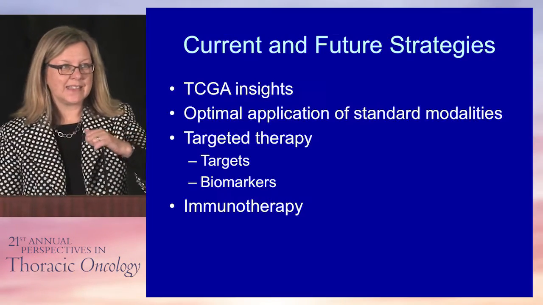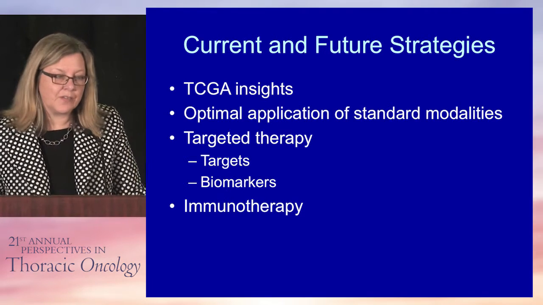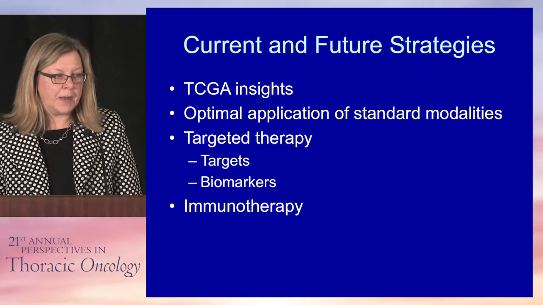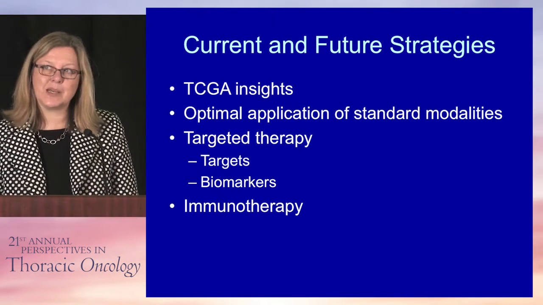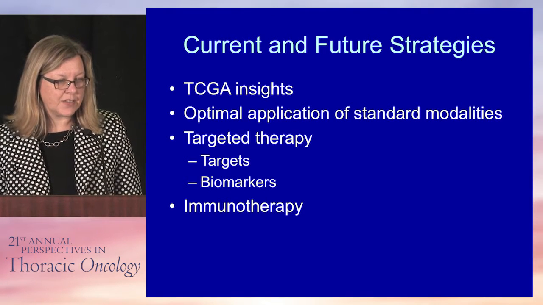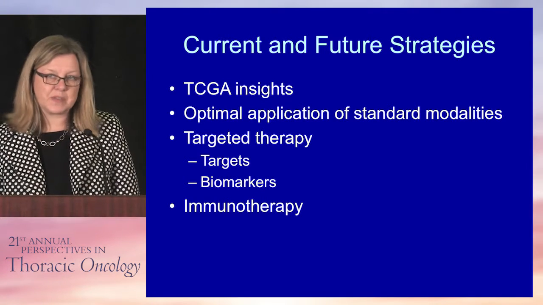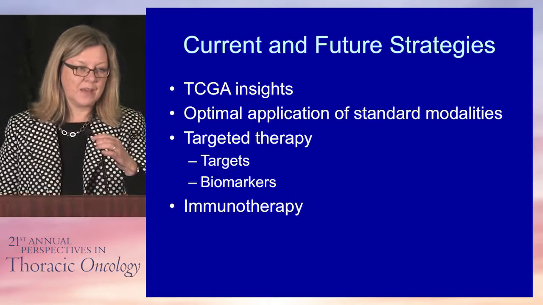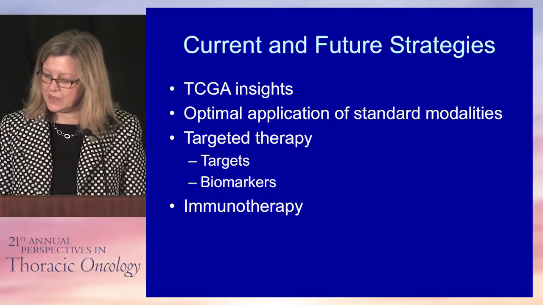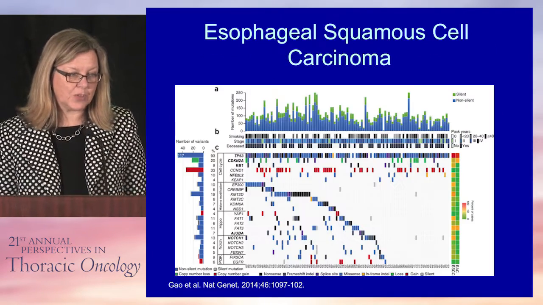So as I said, this is going to be rapid. I'm going to start by talking a little bit about the data from the Cancer Genome Atlas, which has looked at both squamous cell cancers and adenocarcinomas. A fresh look at the optimal application of standard modalities, and a very important national or international study that's currently ongoing. A little bit of an update about targeted therapy, which, as people probably know, has been a little bit more disappointing in esophageal cancer than it has in some other solid tumors. And then immunotherapy is in early days in esophageal cancer, but exciting, and we'll talk about it.